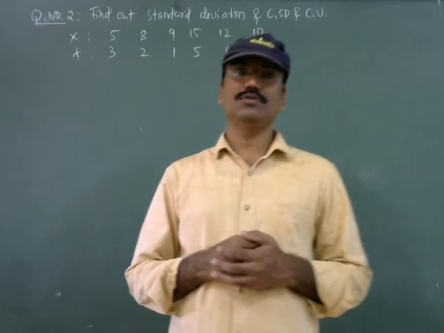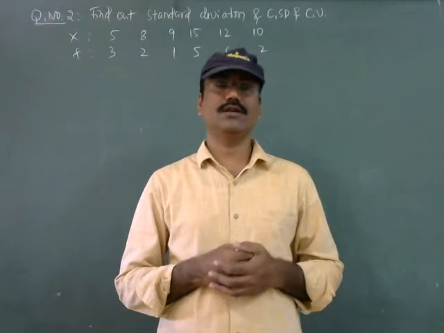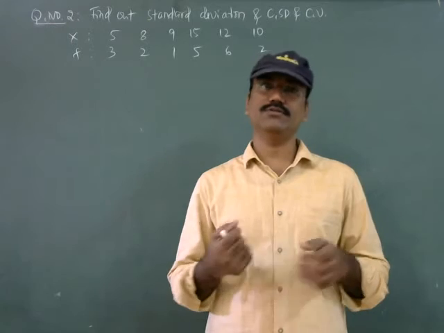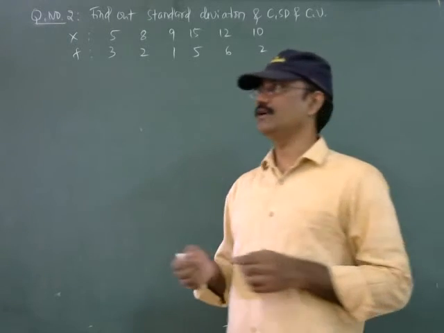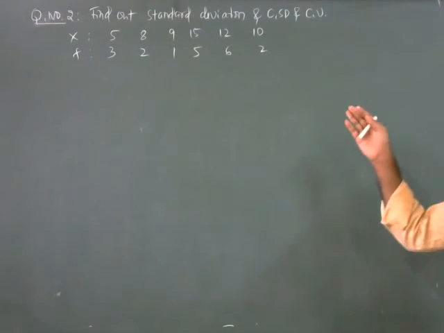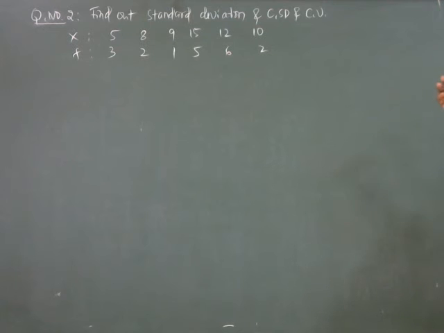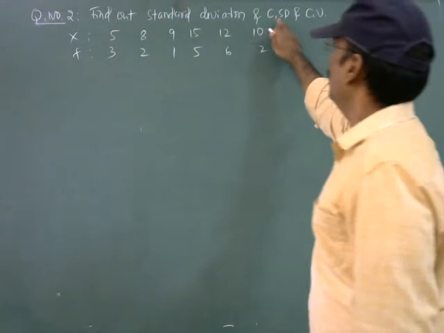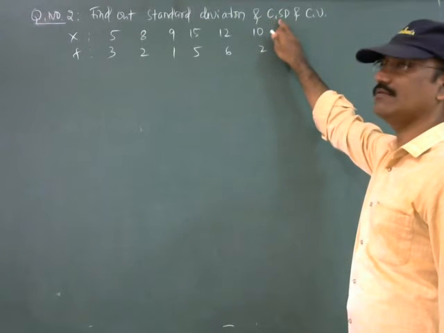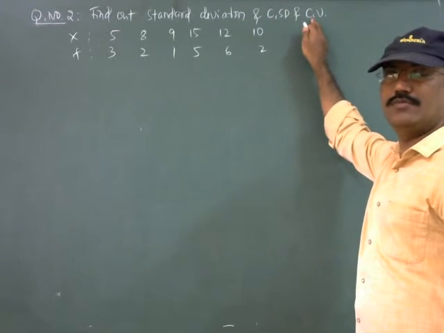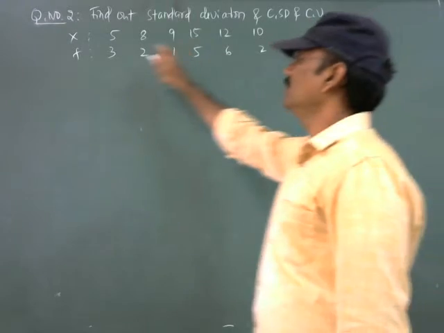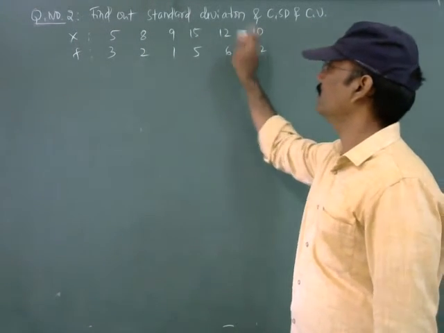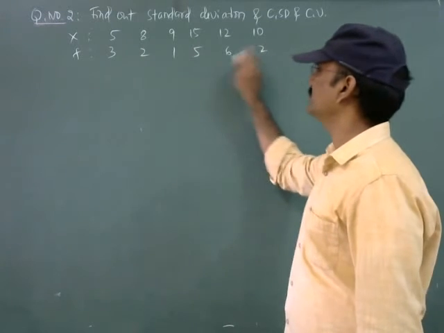Solution of question number 2. As we discussed in question number 1, standard deviation is for ungrouped data only, and this question is also based on ungrouped data only. If you see the board, the question is: find the standard deviation, CSD (coefficient of standard deviation), and CV (coefficient of variation). The variable is x equal to 5, 8, 9, 10, 15, 12, 10. Frequency 3, 2, 1, 5, 6, 2.